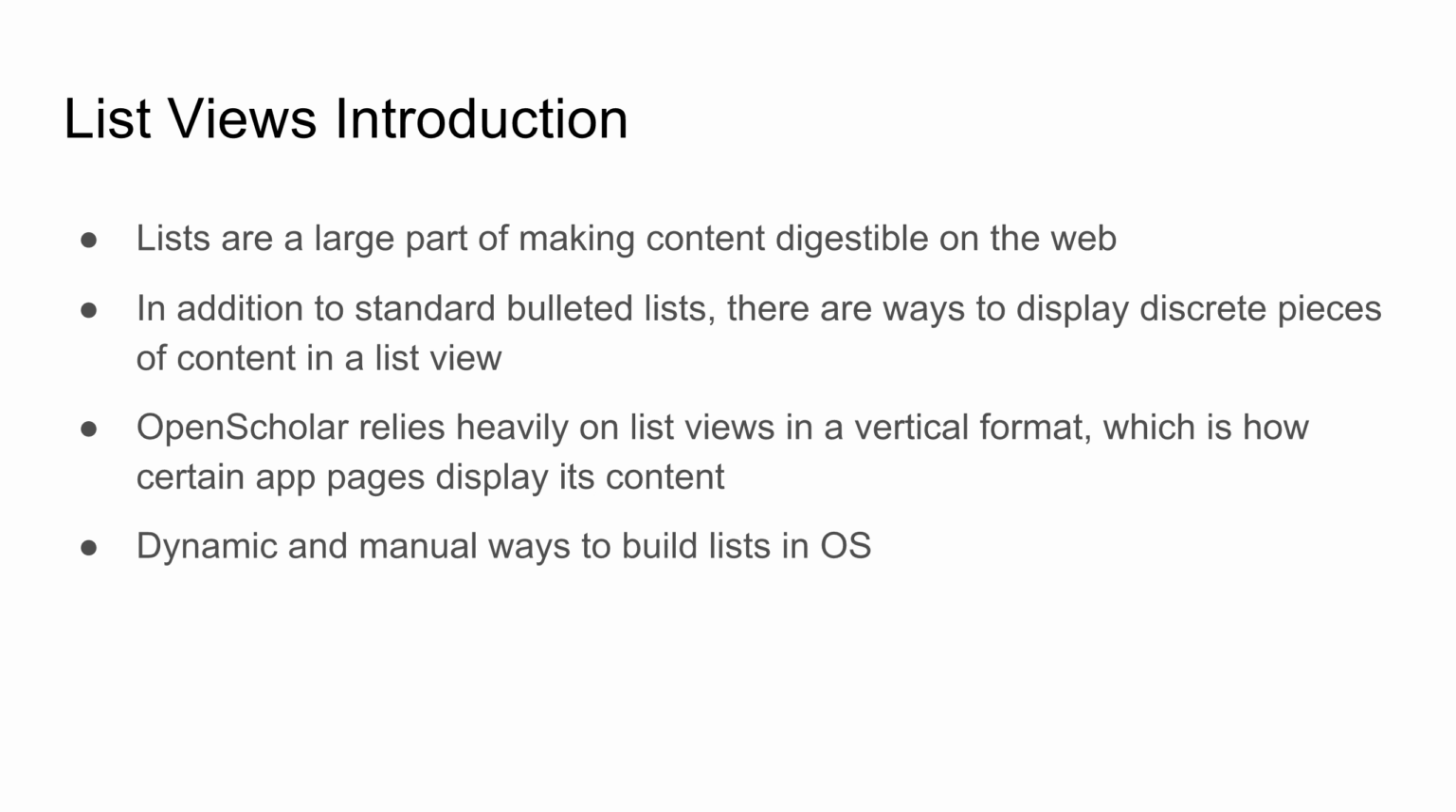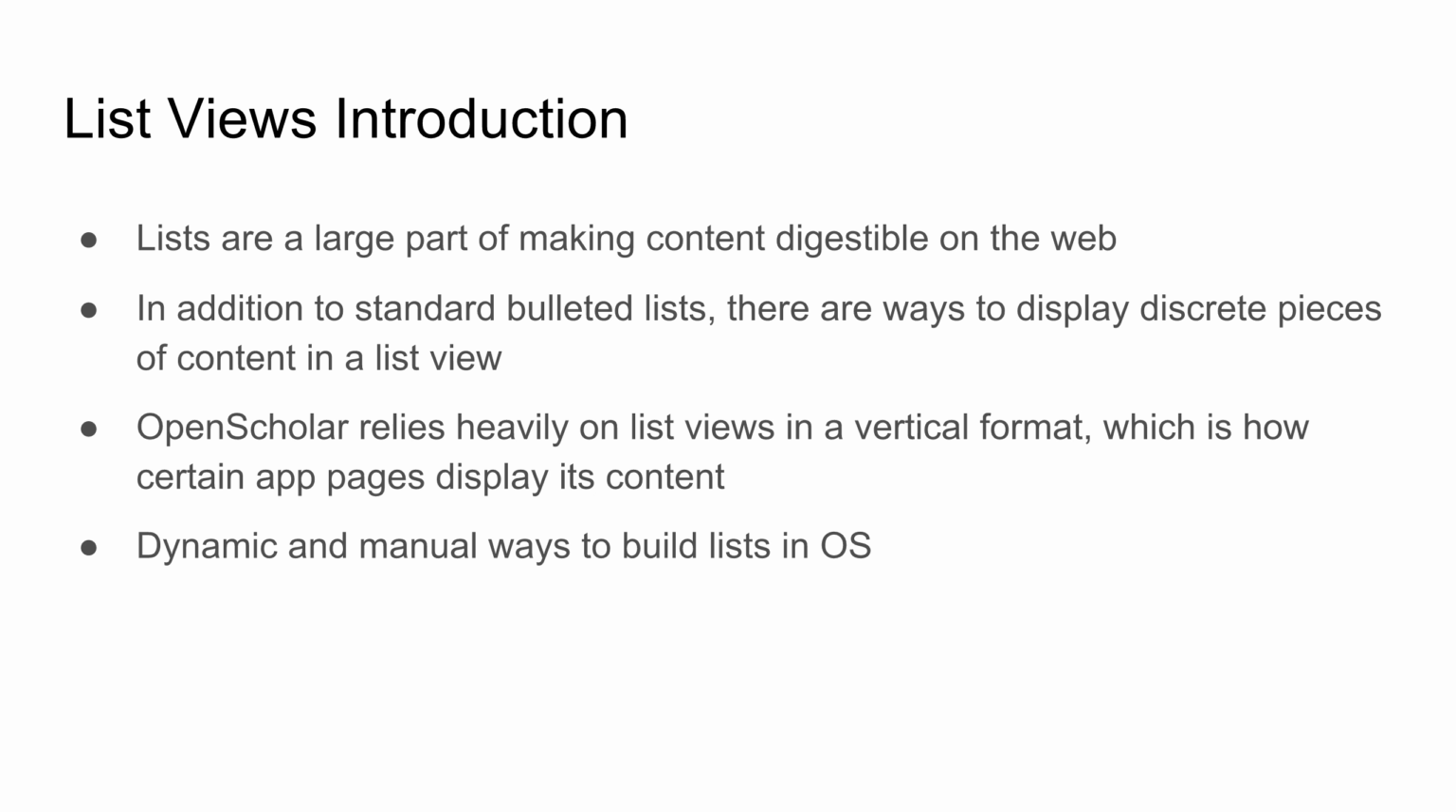So of course we have bulleted lists, unordered, ordered lists within the WYSIWYG editor, which are pretty simple and intuitive to create on your own. But we're going to be mostly talking today about ways that you can display discrete pieces of content. And what I mean by discrete pieces of content in the OpenScholar context is posts or widgets, or content widgets, so singular pieces of content displayed in a list format.